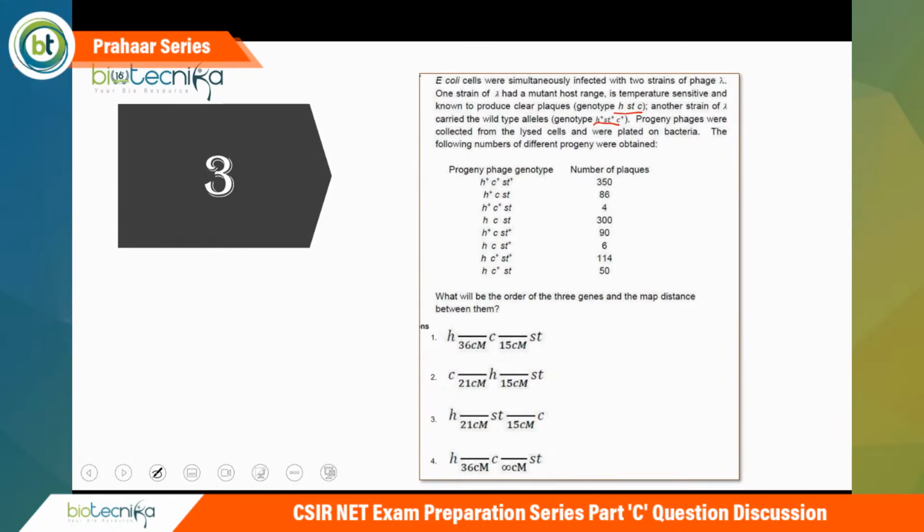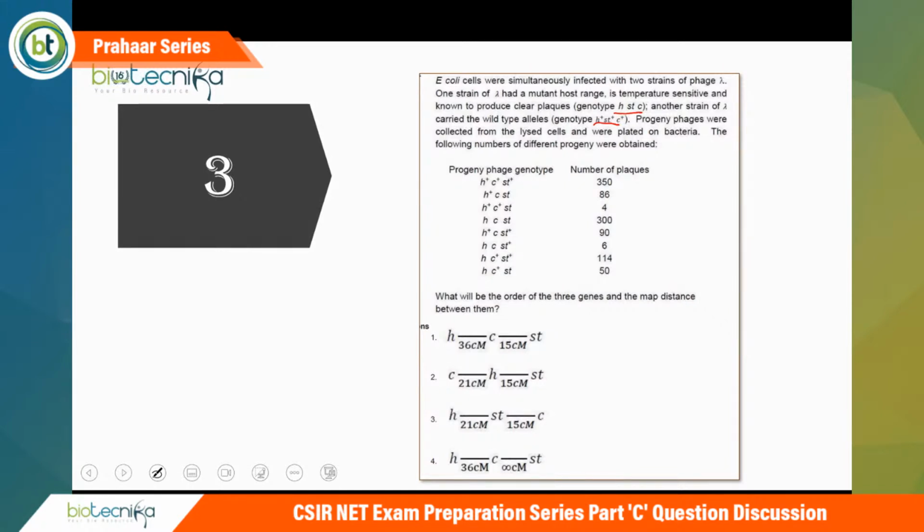Progeny phages were collected from the lysed cells and were plated on bacteria. The following numbers of different progenies are obtained. So we have the progeny phage genotype and the number of plaques given. What will be the order of the 3 genes and the map distance between them? This is a typical linkage map related question of a 3-point test cross that is asked in the exams.